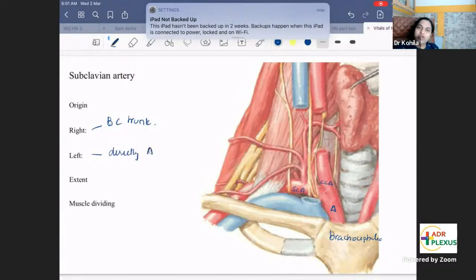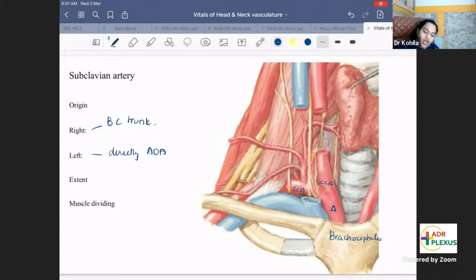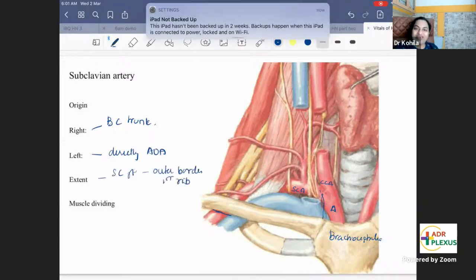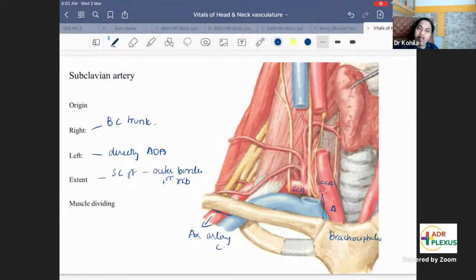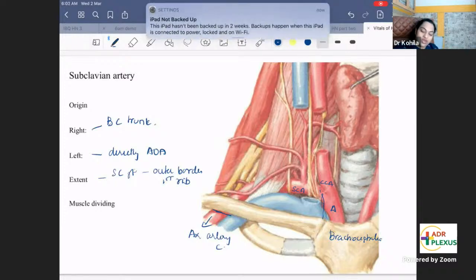Till what extent are you going to call it the subclavian artery? From the level of the sternoclavicular joint to the outer border of the first rib. After that, it continues as the axillary artery to the upper limb. So the subclavian artery is going to supply the upper limb, and also via the vertebral artery, it's going to supply the brain.